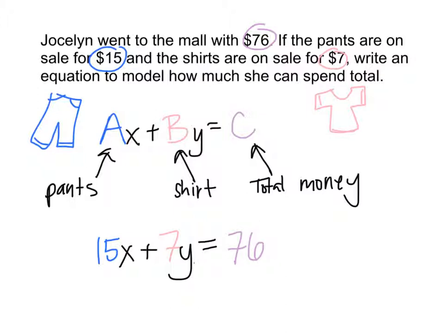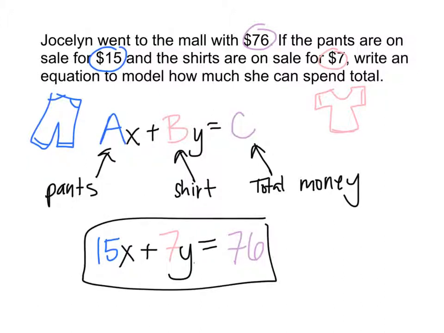So let's look at this. It's 15x because if we buy one pair of pants, you just plug in one. If you buy two pairs of pants, you plug in two, and so on. So 15x represents the total amount we will spend for pants. 7y is the same thing, the total amount we will spend on shirts at $7 each. And actually, that's all we have to do.